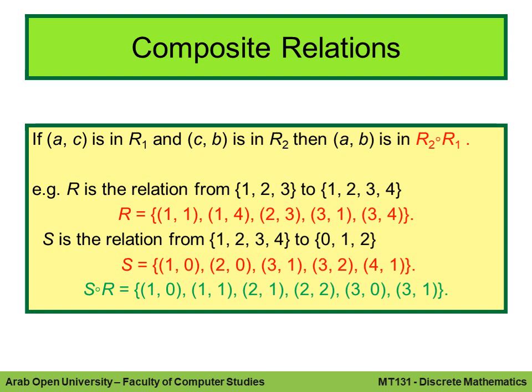Those ordered pairs now will be a relation from the first set 1, 2, 3 to the third set, which is 0, 1, 2, defined by these ordered pairs. And of course, the composition is formed by construction. You have to actually take every pair in R and perform the composition in the manner that we explained.